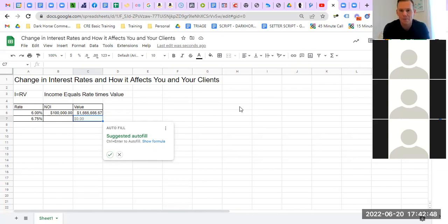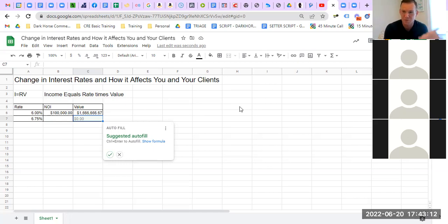What this means is a building that is bringing in $100,000 of net operating income, that's income minus expenses, is going to equal your net operating income. If you're bringing in $100,000 of NOI, the value of the building to the market at a 6% cap rate would be 1.666 million. Does everybody see that? I just want to lay the foundation pretty slowly so we can understand what's going on.